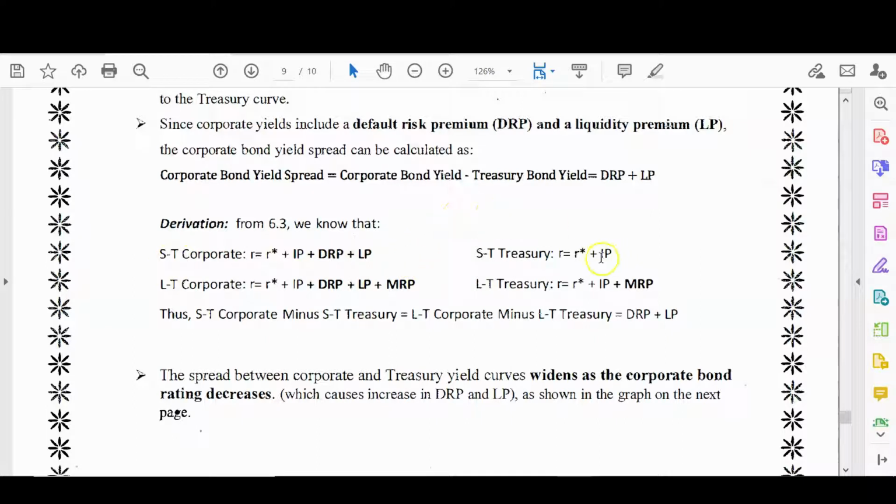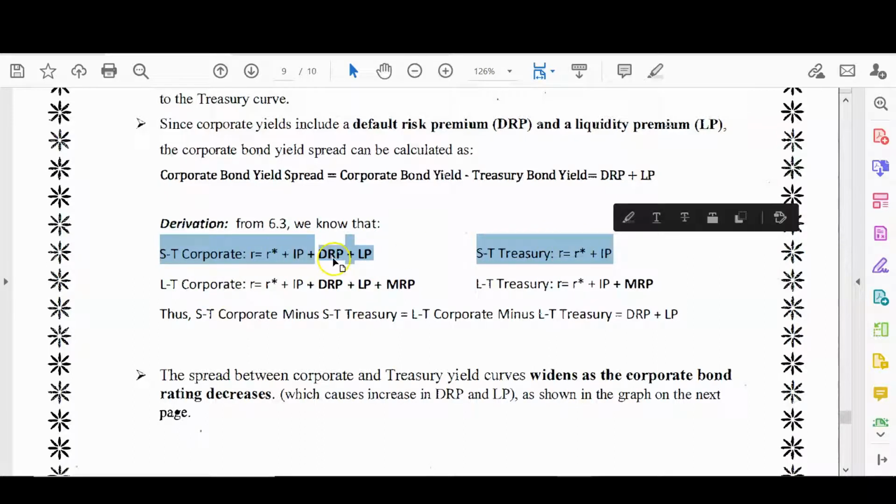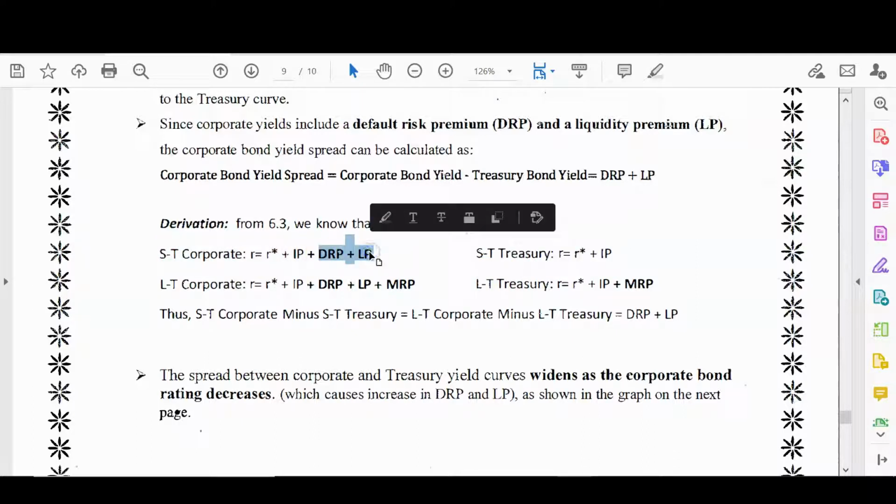For short-term treasury, R equals R star plus IP, nothing else. Okay, so the short-term corporate and short-term treasury differ only by the sum of DRP and LP. They both have R star and IP, and none of them has MRP. So if you use the short-term corporate interest rate minus the short-term treasury interest rate, you will only have DRP and LP left.